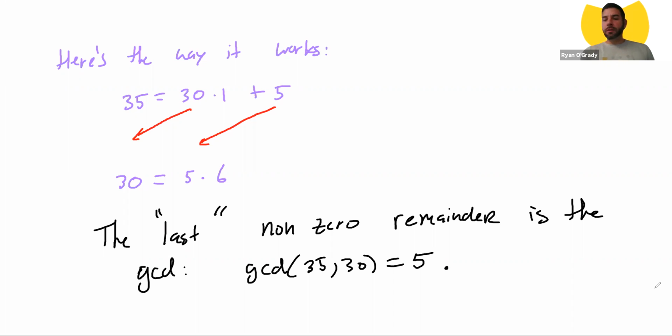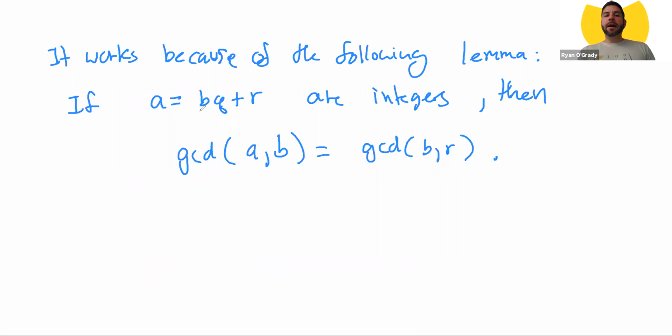So look at the previous lemma. Notice right away we had 35 equals 30 times 1 plus 5, right? So in our particular problem, that means that the GCD of 35 and 30 is equal to the GCD of B, which was 30, and R, which was 5. So what's the greatest common divisor of 30 and 5? Well, 5 only has one divisor other than 1 itself, and that's 5. So the answer is automatically 5.